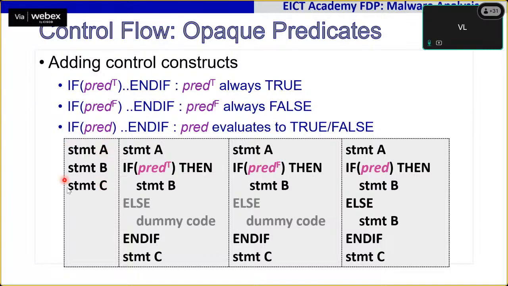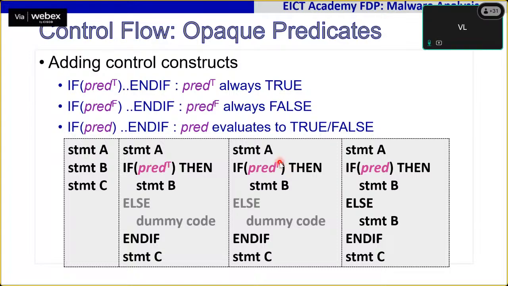For example, if we want to execute a sequence of statements, statement A, B, and C, this is the easiest way to write it, and this is the easiest way to interpret what is going on. Then I can also write it like this: statement A, and then I'm writing a condition which I know will always be true, and statement B. Otherwise, I'm writing some dummy code which I know I'm not going to execute, so I can make it as complicated as possible, and then statement C.